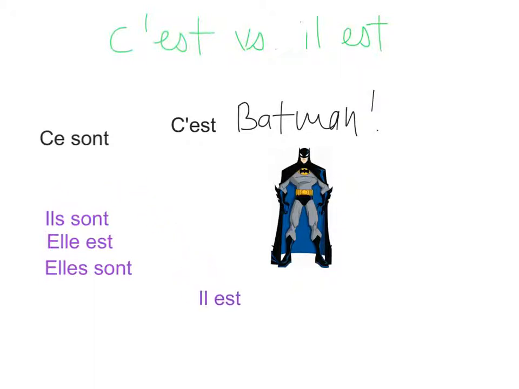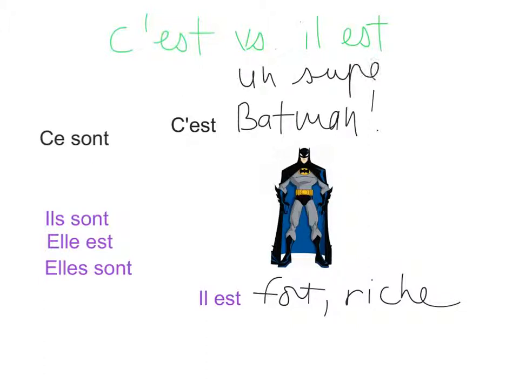So what do we know about him? We know that Batman is very strong. Batman est fort. We know that Batman has a lot of money to buy his expensive gadgets. So Batman est riche. Il est riche. And this is basically the difference between c'est and il est. Batman is of course a superhero. C'est un super-héros. And this is where you really see the difference.